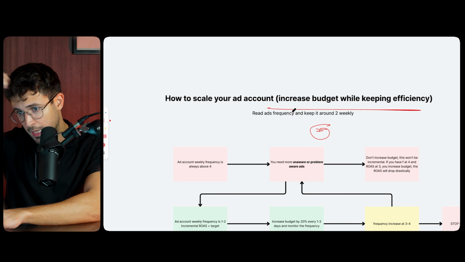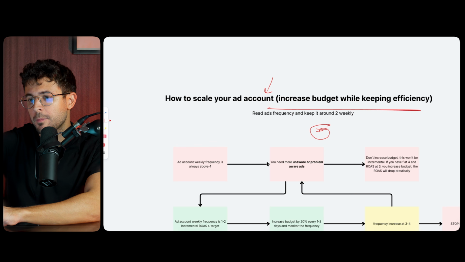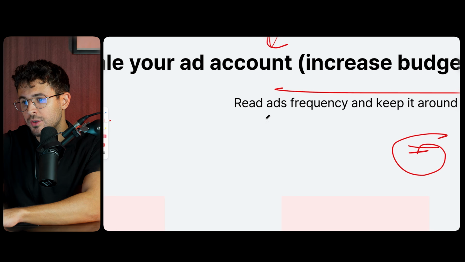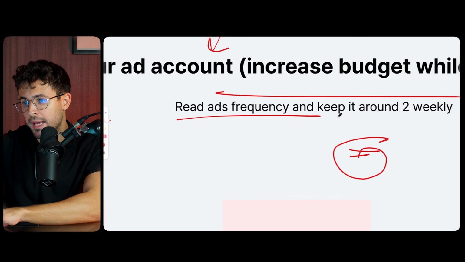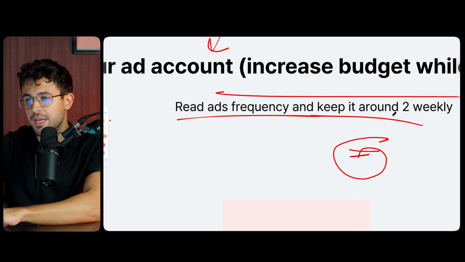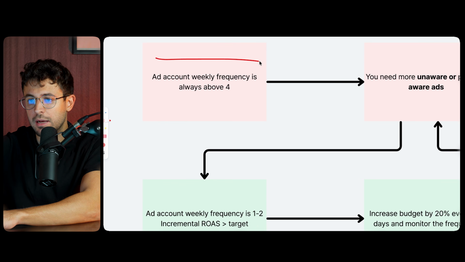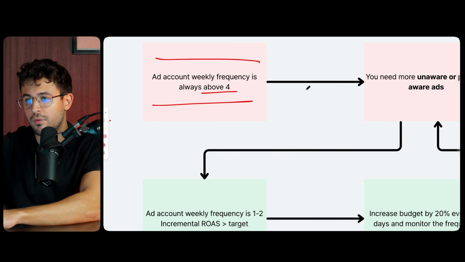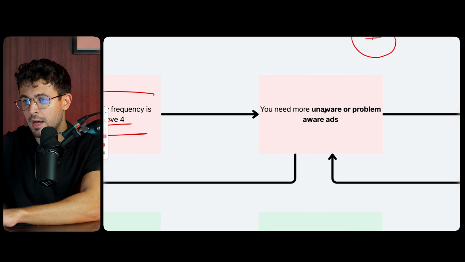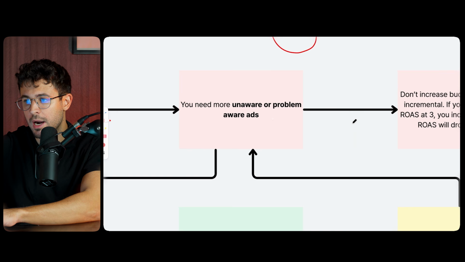So how do you scale your ad account? You want to read the ads frequency and keep it around 2 weekly. If you push the frequency too high, it means that you need to change your strategy. So this is how it goes. Ad account weekly frequency is above 4? Cool. You need more unaware or problem aware ads.